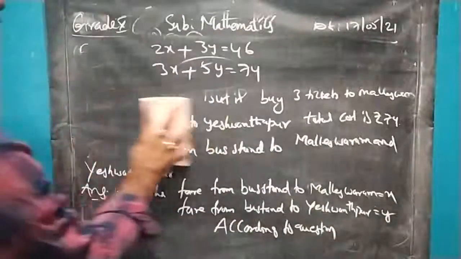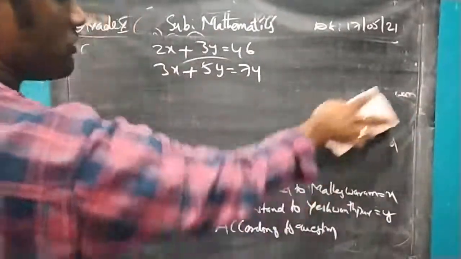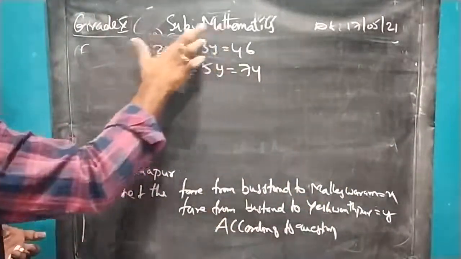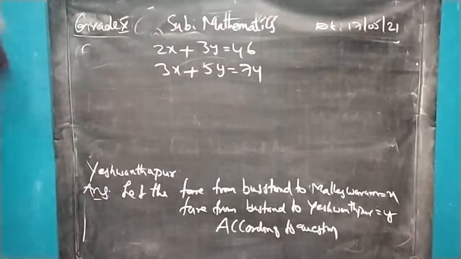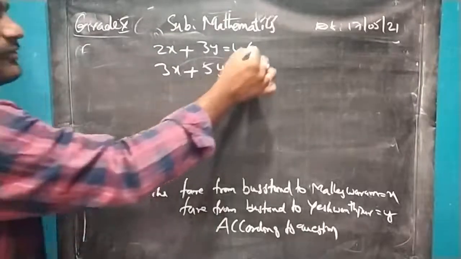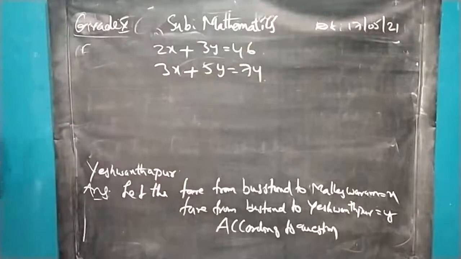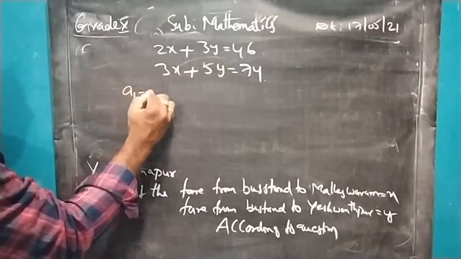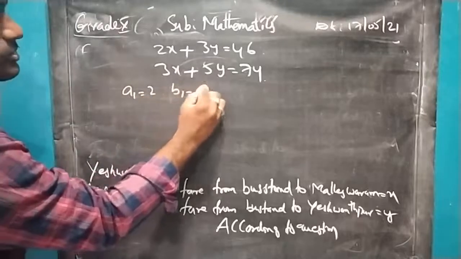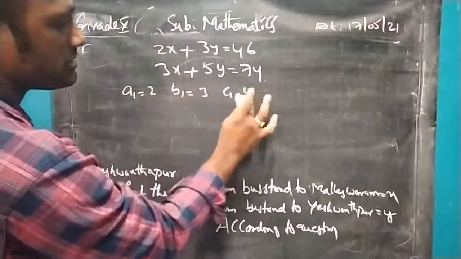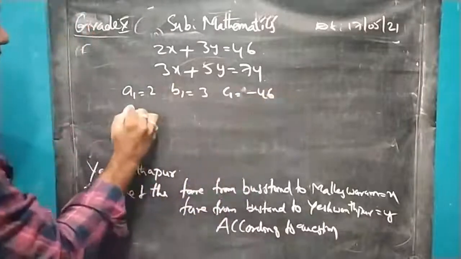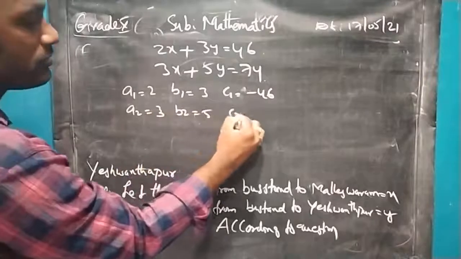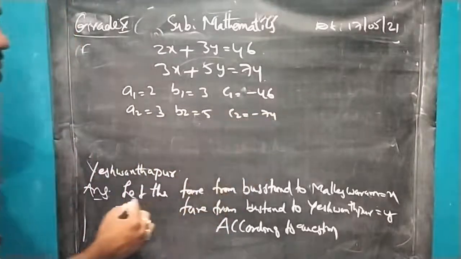So we need to find out the fare for Yeshwanthpur as well as the fare for Malleshwaram. See here, we can do it by any of the 3 methods. Here the numbers are very big, so it is better to use the cross multiplication method. So what are A1, B1? Let me write the values here. A1 is 2, B1 is 3, and C1 is minus 46. And A2 is 3, B2 is 5, C2 is minus 74.